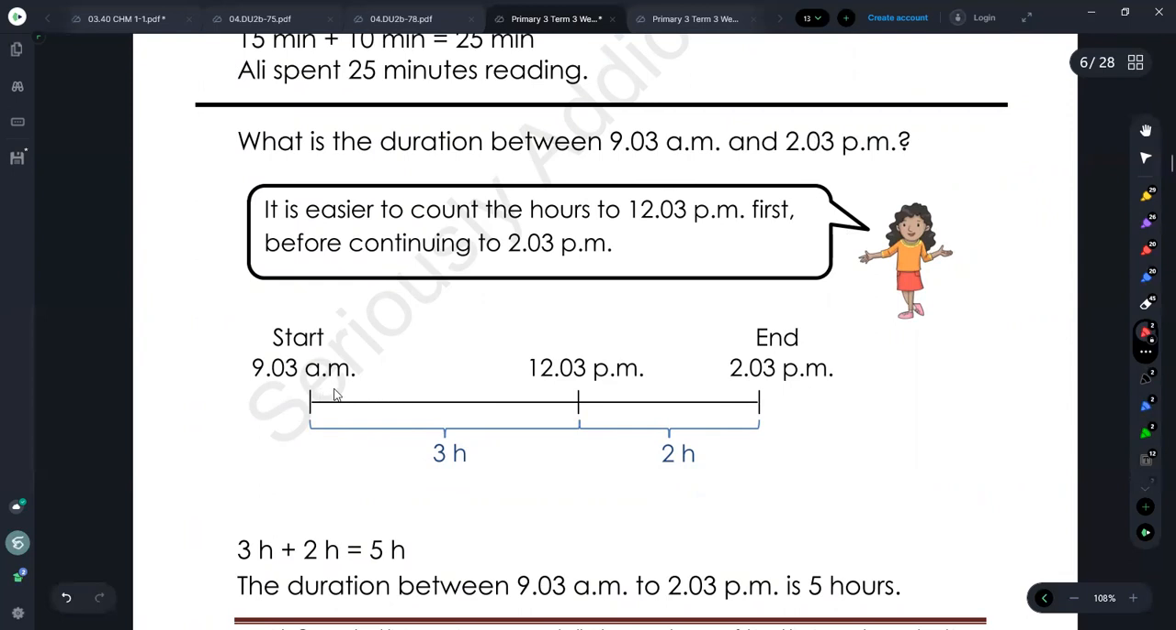But for those who are more advanced, then you can tell them, let's look at 9:03 a.m. to 12:03 p.m. The minutes, the 03, are the same. So what they need to figure out is when did it change from AM to PM? That is 12, right? So they can actually indicate 12:03 here. Okay, and then find the duration from 9:03 to 12:03, which is 3 hours, and then 12:03 to 2:03, which is 2 hours. Okay, again, if they are not very confident, it is fine if they do this.